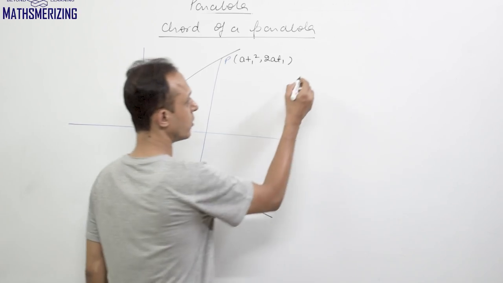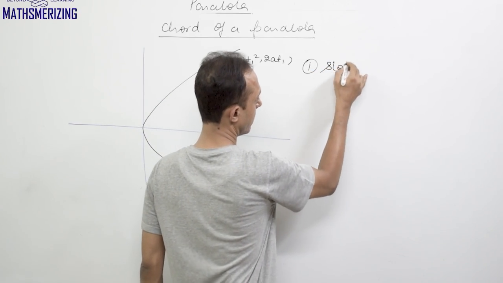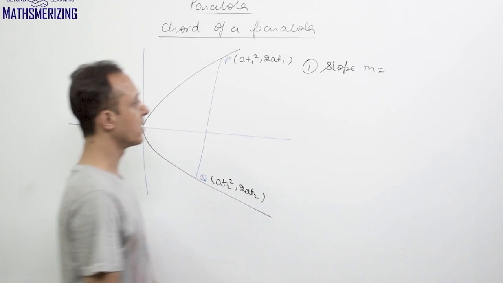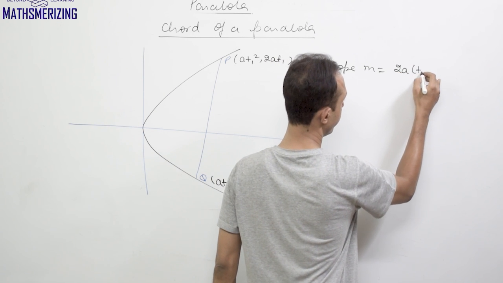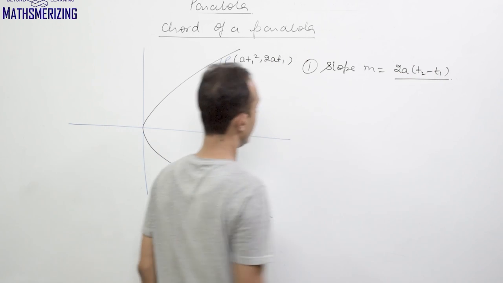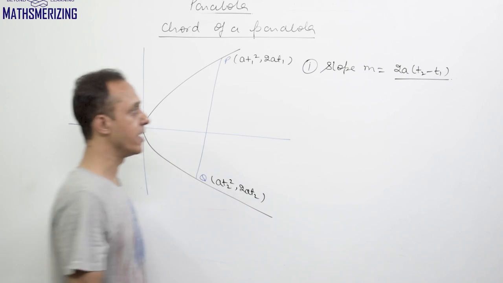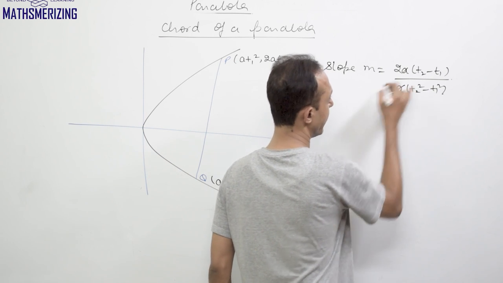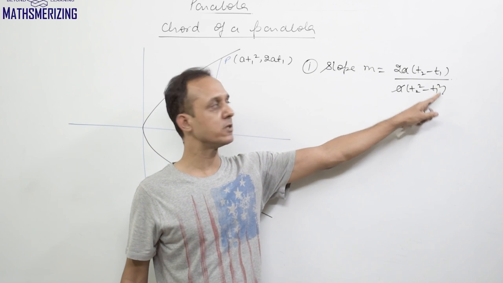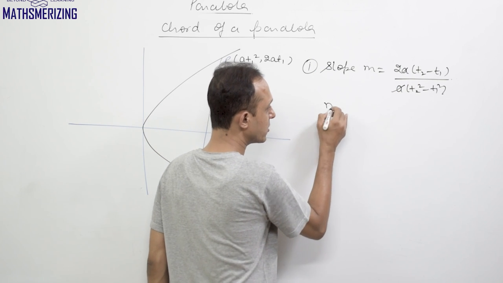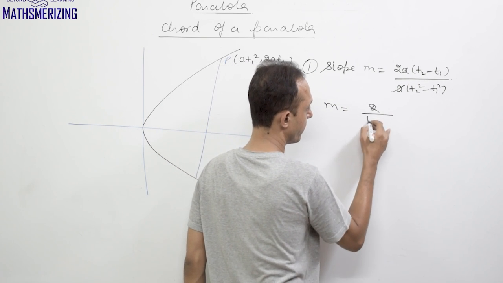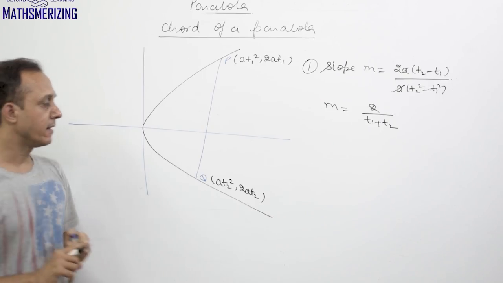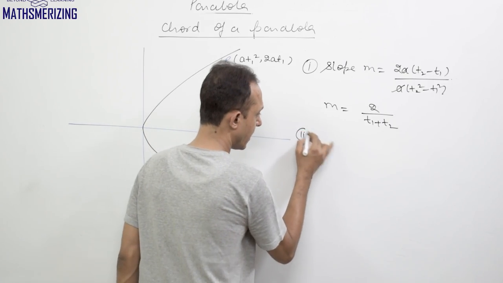First is slope of this chord. So what is slope of this chord PQ? So slope is y2 minus y1 upon x2 minus x1. So we can write 2a times (t2 minus t1), and then if I take a common, I can write t2 square minus t1 square. So this a will cancel and then using a square minus b square is (a plus b)(a minus b), the t2 minus t1 will also cancel. So slope of this chord will be 2 upon t1 plus t2.